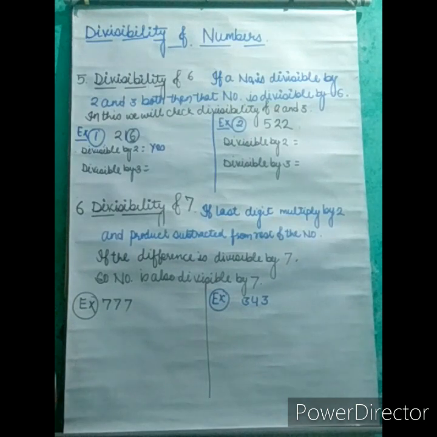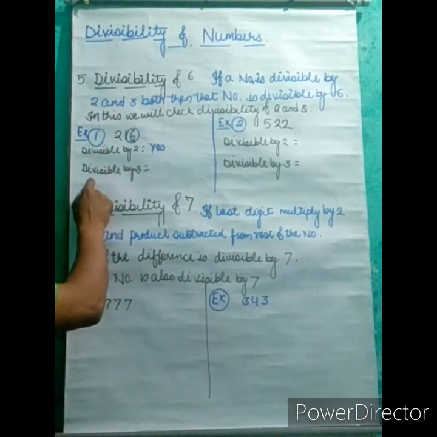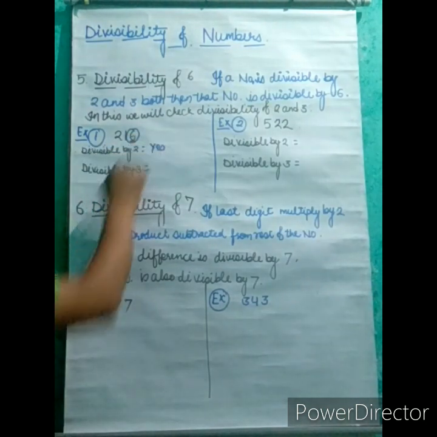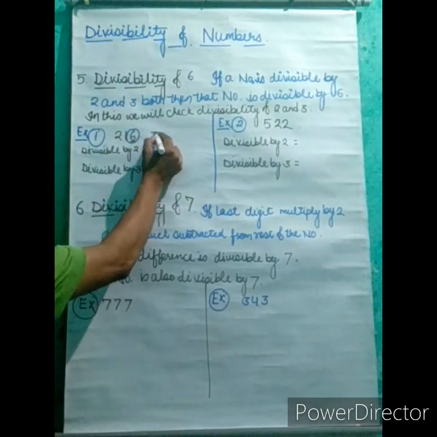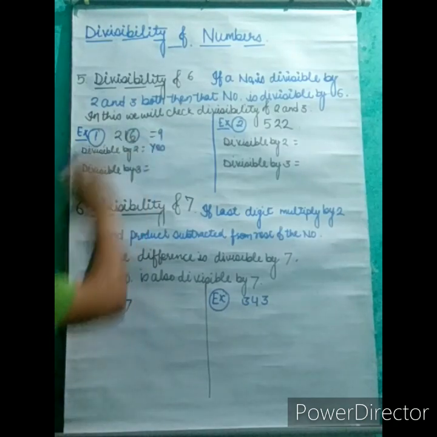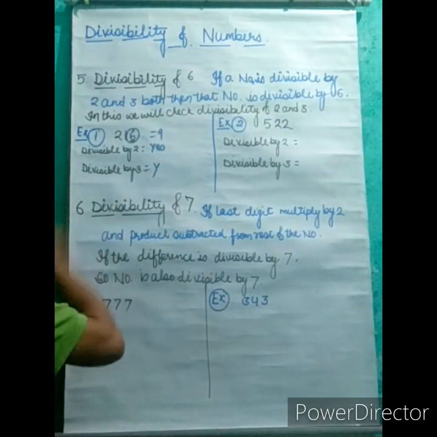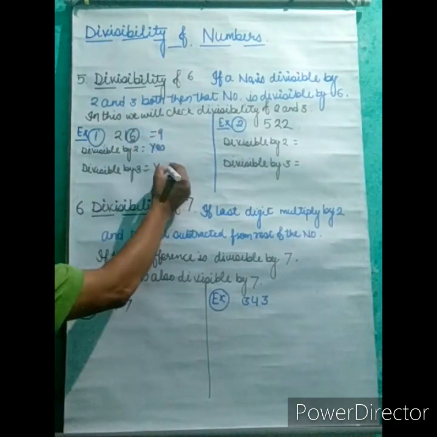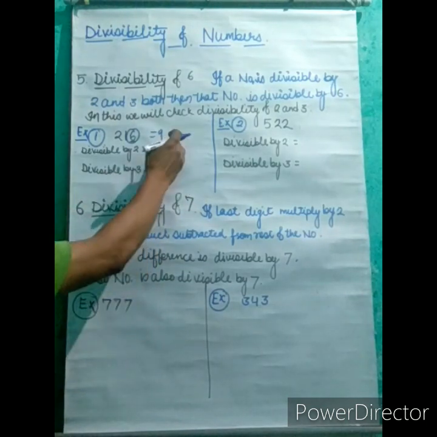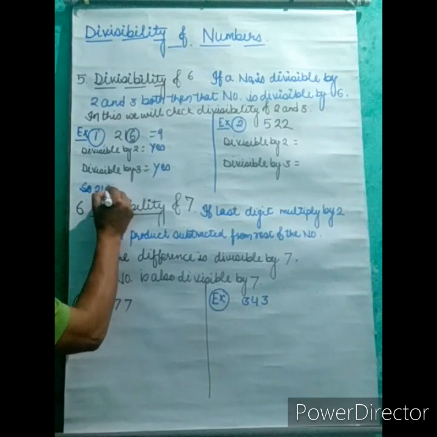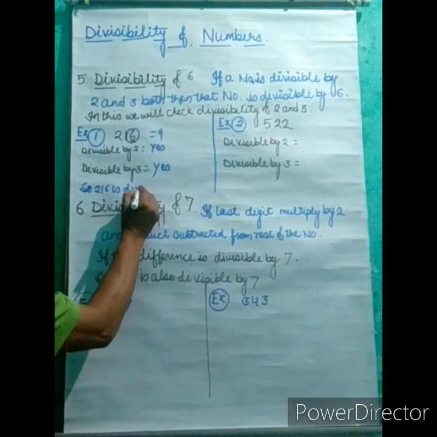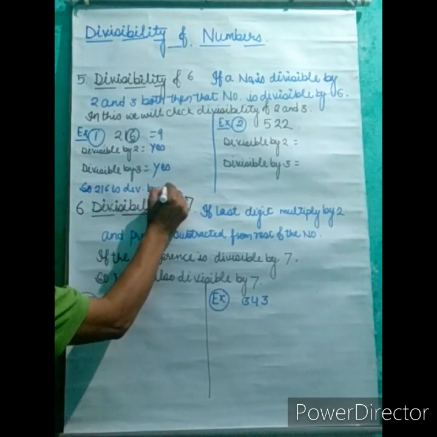Now we will do the sum of the digits, because divisibility by 3 means the sum of the digits. We add 2 plus 1 is 3, 3 plus 6 is 9. 9 is divisible by 3, which means 216 is also divisible by 3. Now both are coming, yes. So 216 is divisible by 6.